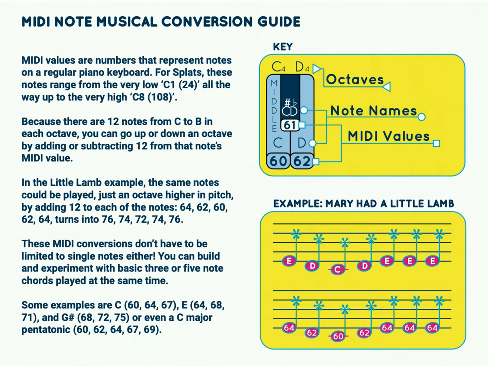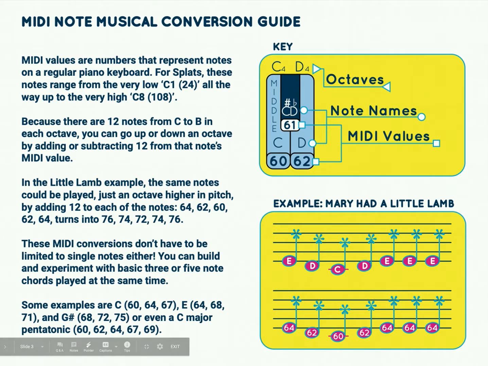So it looks much more complicated than it actually is. You do not have to be a musician or be familiar with music in order to understand how to make music using MIDI files. So MIDI values are numbers that represent notes on a regular piano keyboard. For splats, these notes range from the very low, for example C1, which is 24, all the way up to the very high C8, 108.